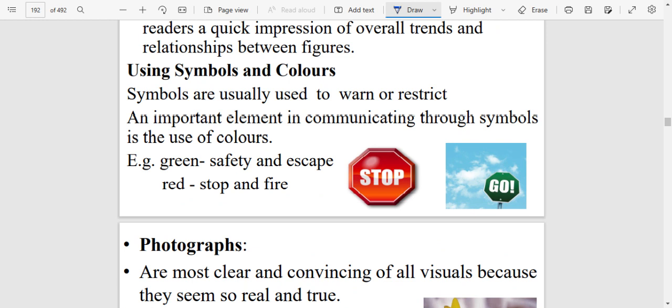Statistical data presented pictorially or graphically gives readers a quick impression of overall trends and relationships between figures. So, using symbols and colors: symbols are usually used to warn or restrict. That is how we use symbols.